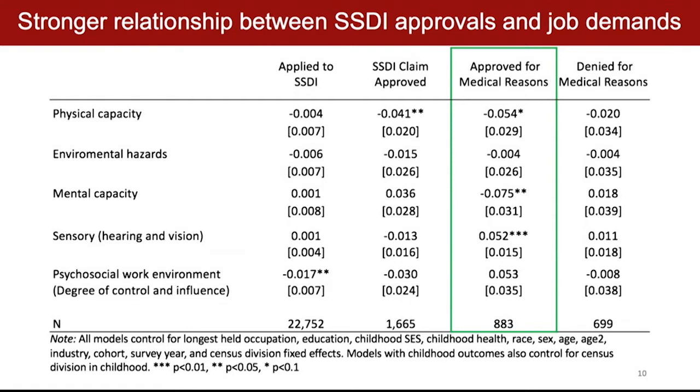And what you see is that there's a stronger relationship between DI approvals and job demands. So we don't find a whole lot of evidence that job demands influence application to SSDI, the one exception again being the psychosocial work environment, but rather we find that it comes into play more for approvals. So whether or not an individual is approved for medical reasons versus work capacity reasons. So in that column outlined in the green box, the outcome is equal to 1 if an individual is approved for medical reasons, and it's equal to 0 if they were approved for work capacity reasons.